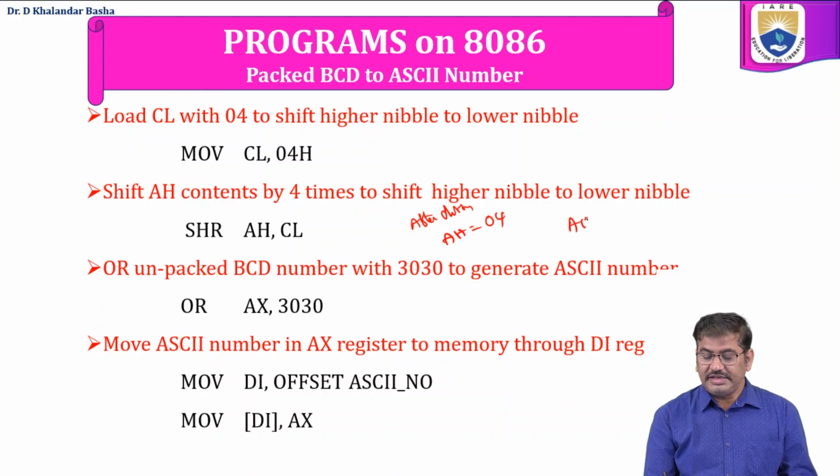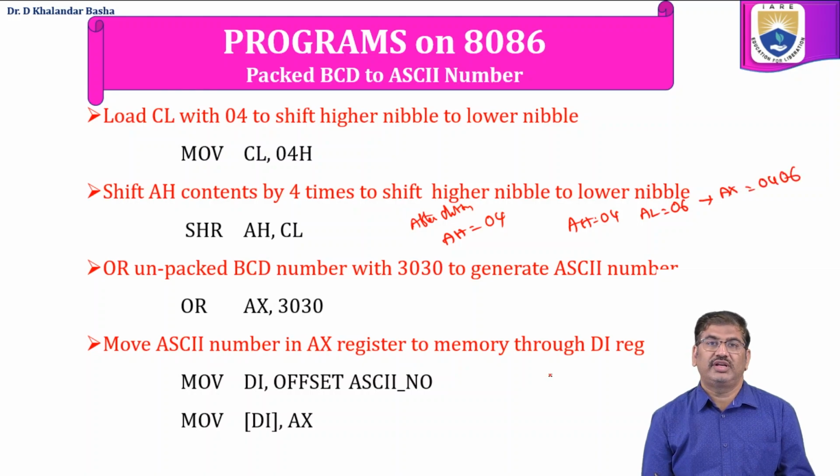Now the AH register content is 04, AL content is 06, so you can take the AX register as consisting of 0406. So for converting this number into ASCII, we are going to add 3030H.